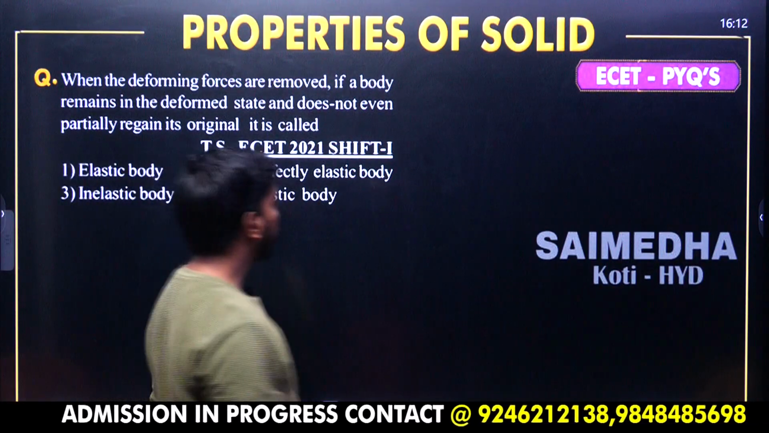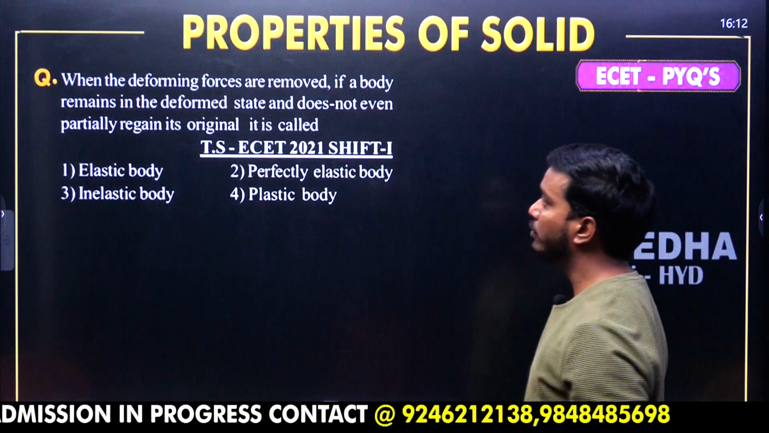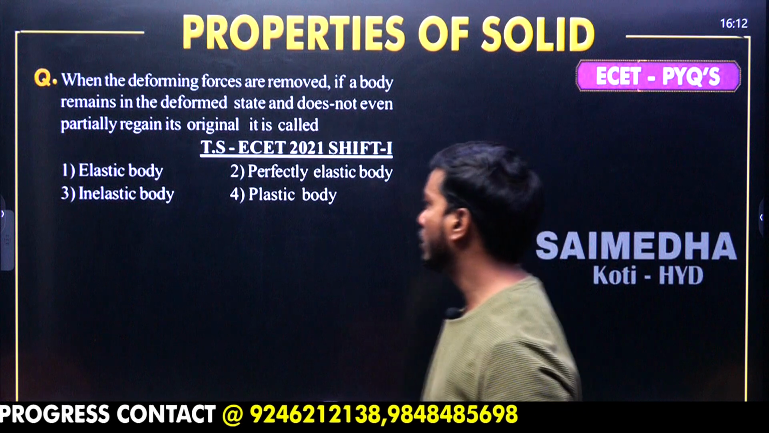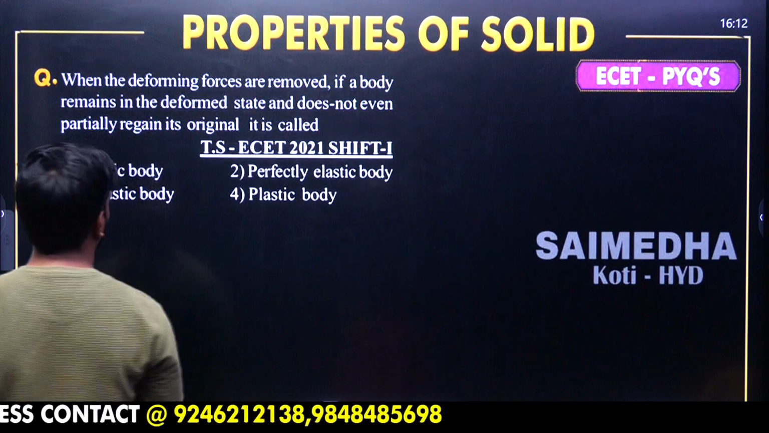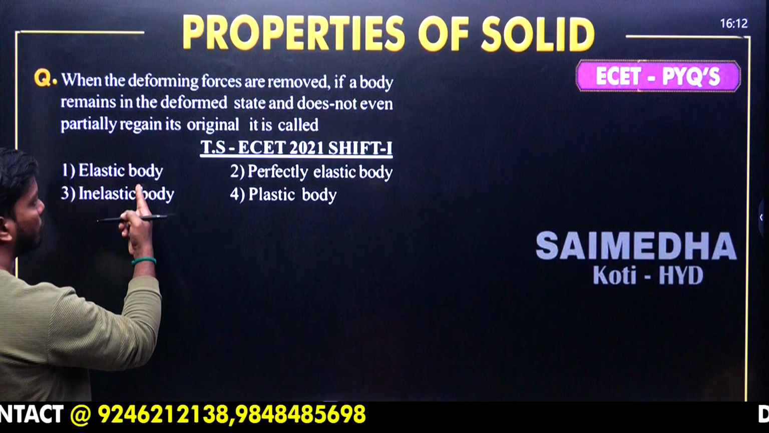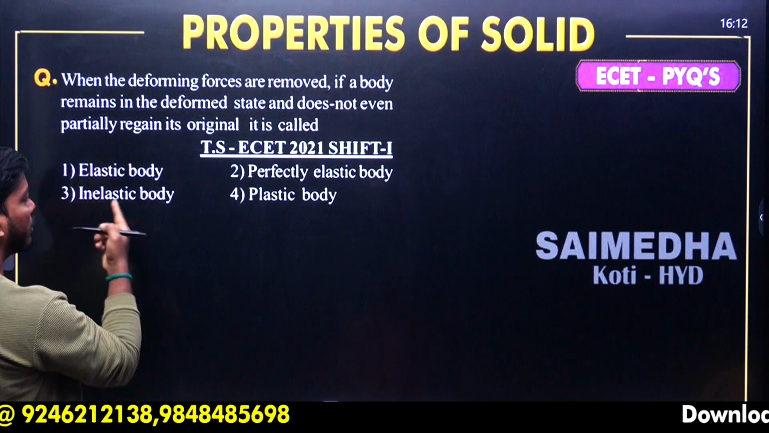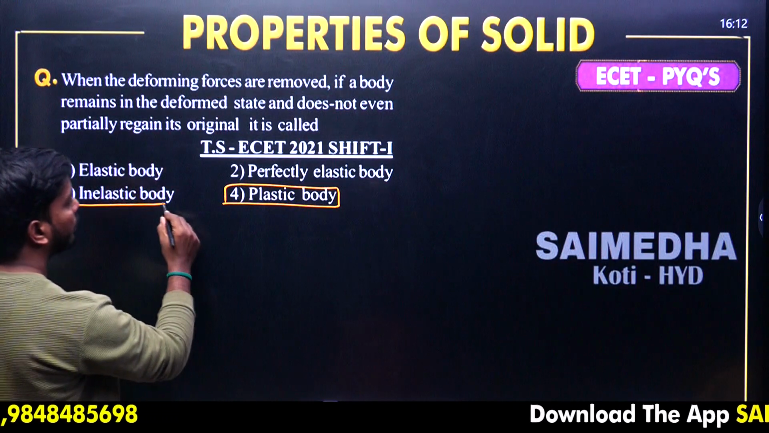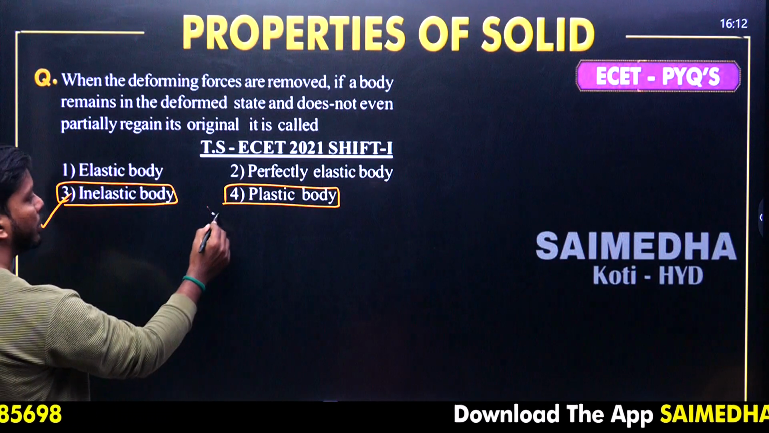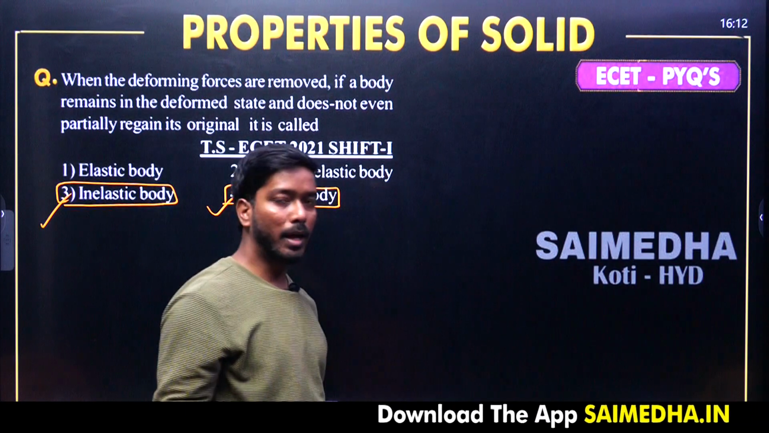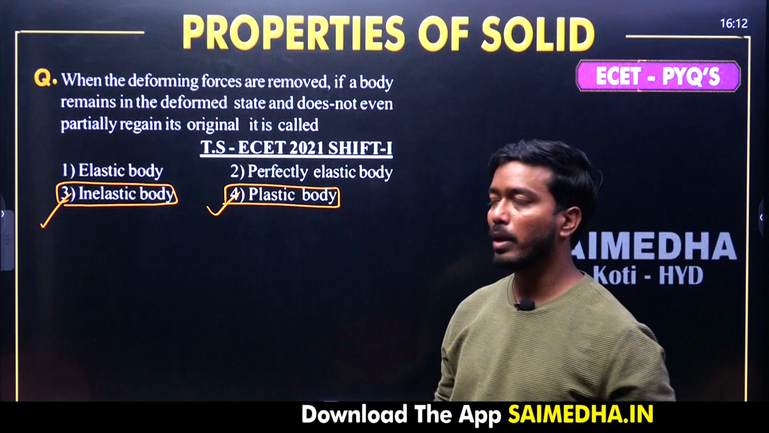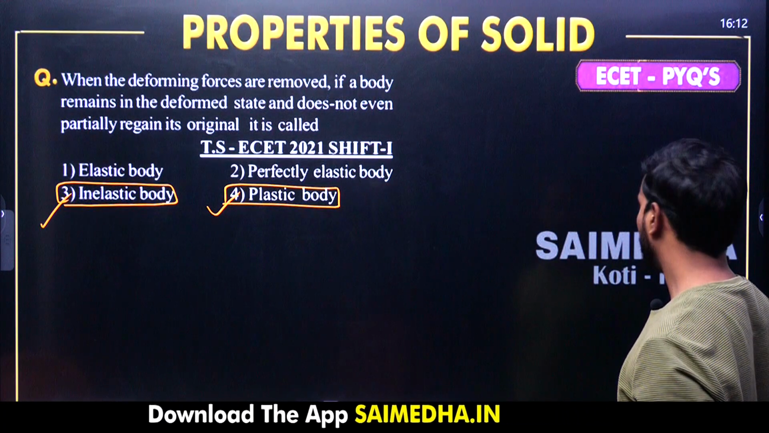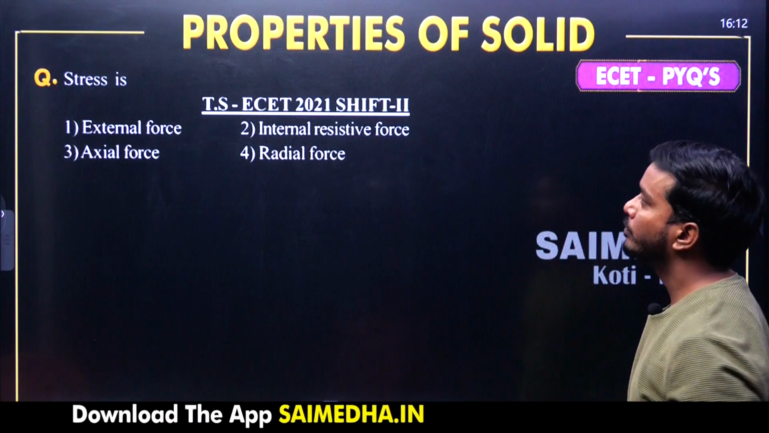When the deforming forces are removed, if a body remains in deformed state and does not even partially regain its original state, it is called as... If it comes back, then it is called as elastic body. If it does not come back, it is called as inelastic body. Inelastic is also called as plastic, so both are correct here. Inelastic is non-elastic, plastic. Non-elastic is also called as plastic body. So both of them are correct. If it comes back, elastic. If it does not come back, inelastic or plastic.